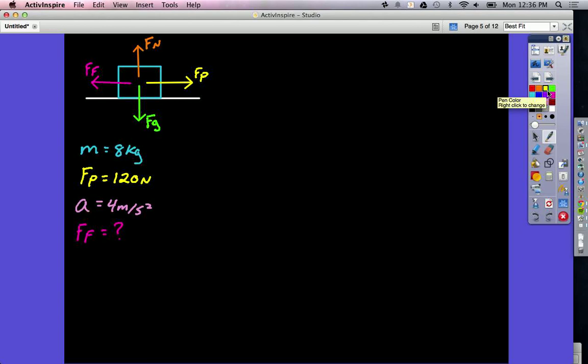So I set up my equation. All the positive forces, which is force of pull, minus my negative forces, which is force of friction, is going to equal mass times acceleration. Now we're trying to solve for this force of friction, so I want to get it all by itself.